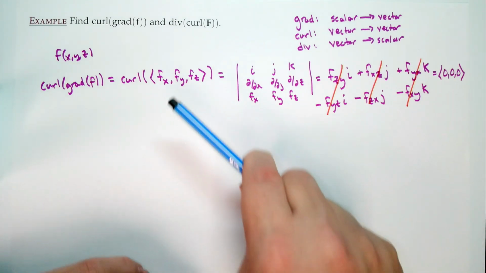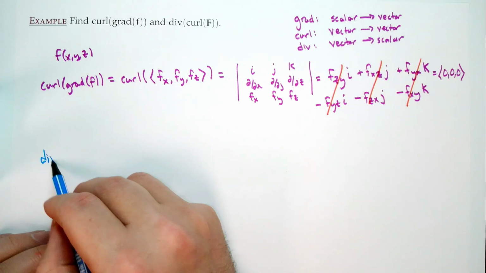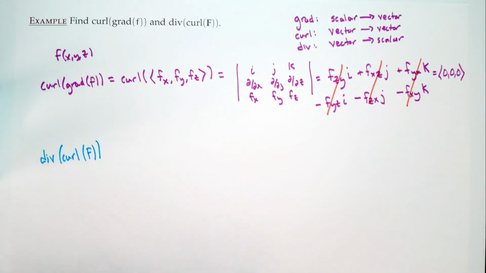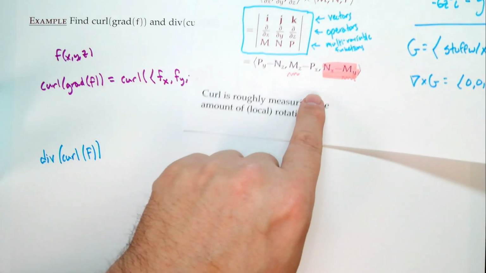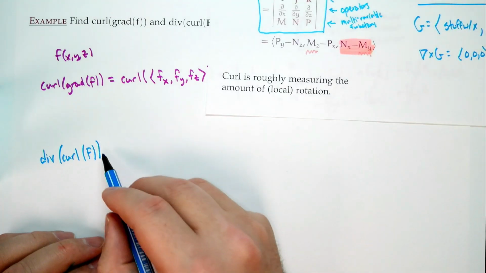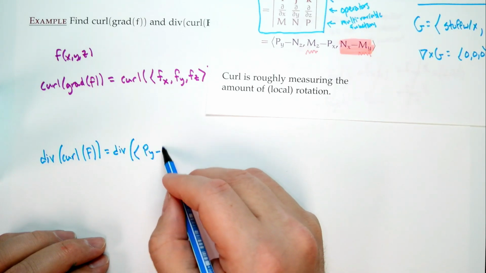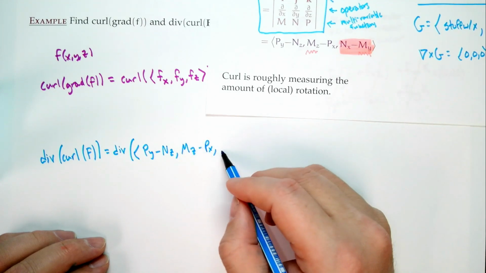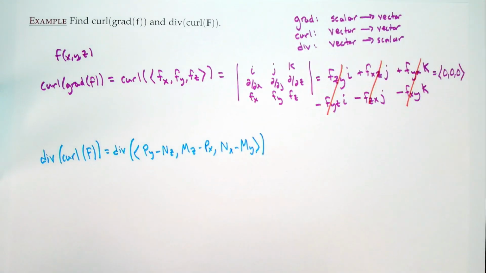All right. Well, how about the divergence of the curl? For that one, we have to remind ourselves what the curl of f is. Now, I happen to have a very convenient cheat sheet available, in that I found the curl of f. So I'm going to copy that down right there. So that's finding the divergence of p sub y minus n sub z, comma, m sub z minus p sub x, comma, n sub x minus m sub y. All right, so that's the divergence of that.